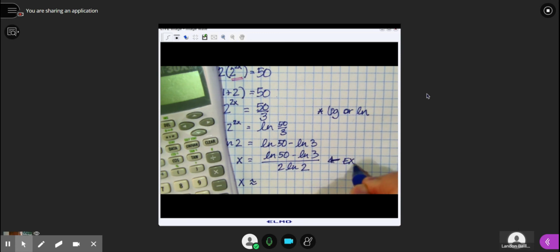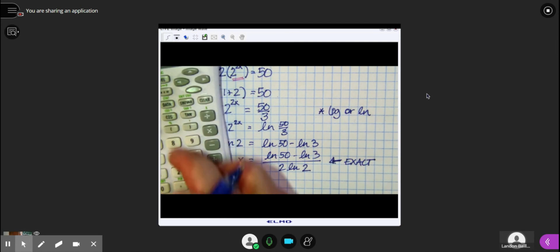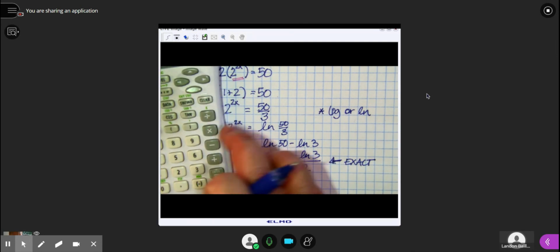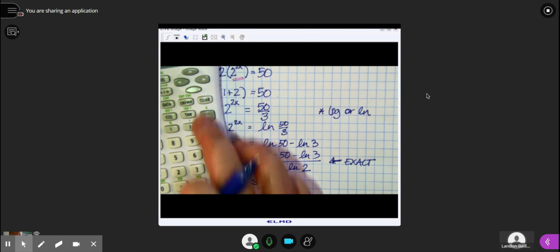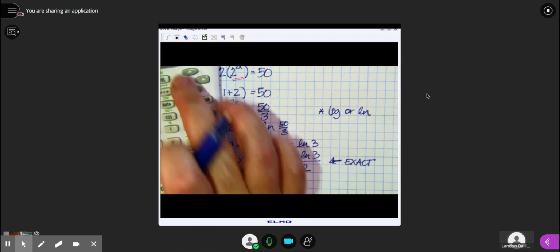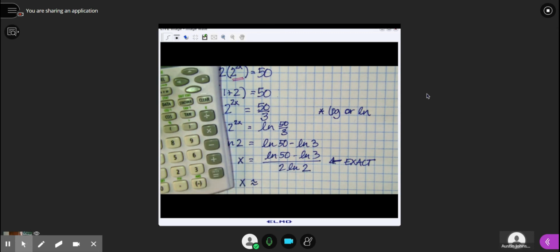This would be my exact. ln 50 minus ln 3. There we go. I'm going to divide that by 2. Whoops, I need to use my parentheses. 2 ln 2. Oh, sorry.